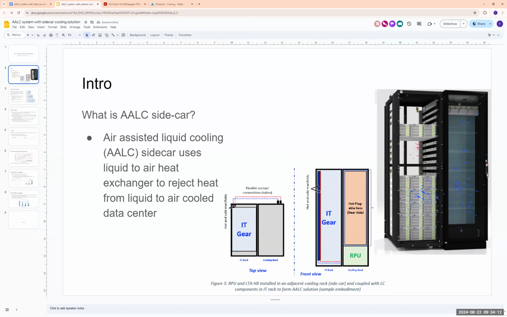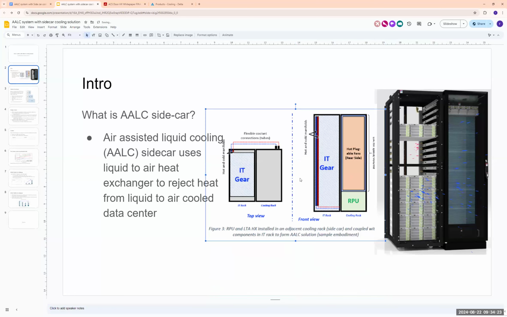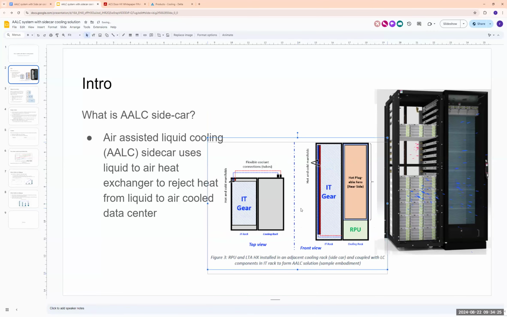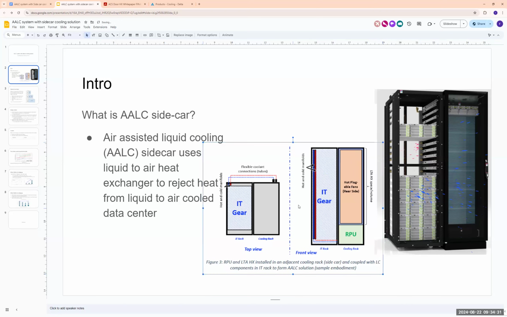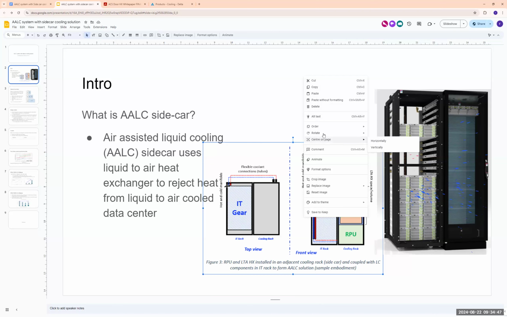But I know these IT gear are air cooled. I mean, in this IT gear, you have one place in which you have nothing to show that the warm air is going out from the back. Okay, I think this will do. I'll try to rearrange this and then maybe crop this a little bit and have only the top view so that it's easy to understand.